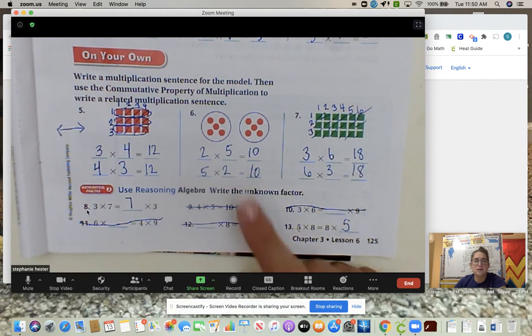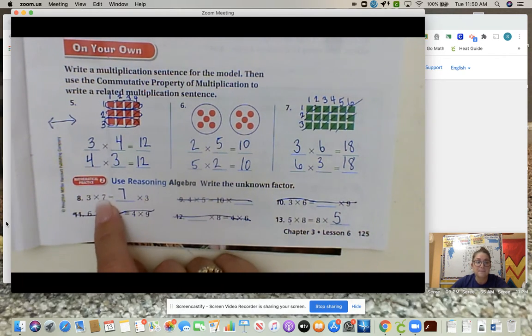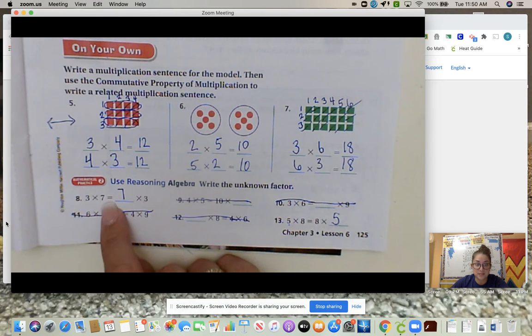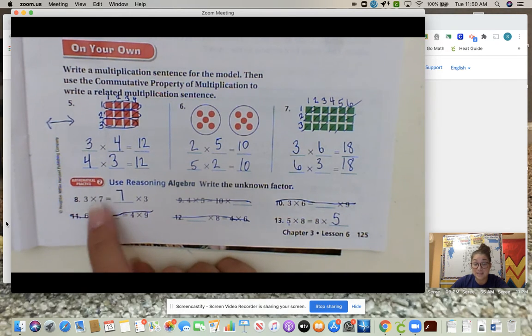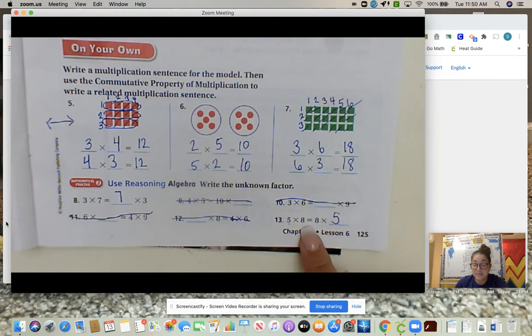Down here, I do not know why I crossed out the problems that we have not learned yet. I don't know why they had it on here. But 3 times 7 equals what? It's the same as 7 times 3. Number 13, 5 times 8 equals or is the same as 8 times 5.